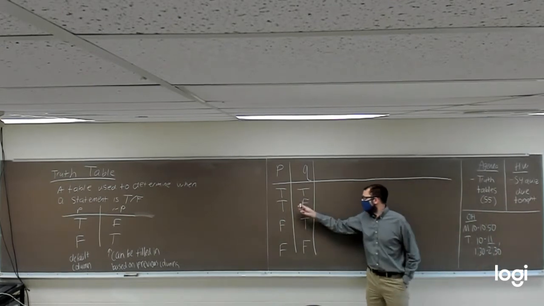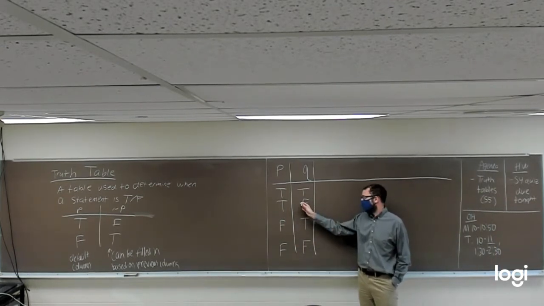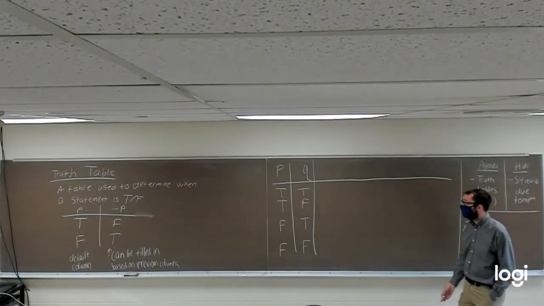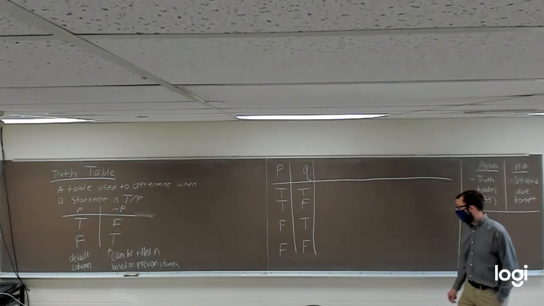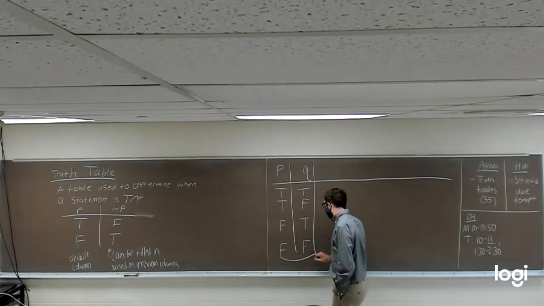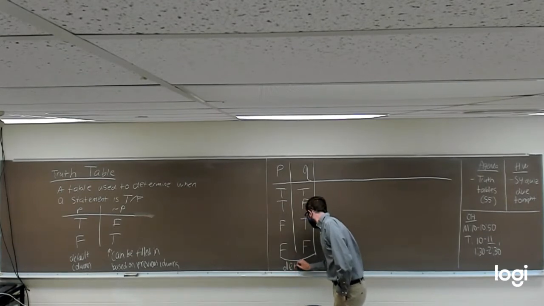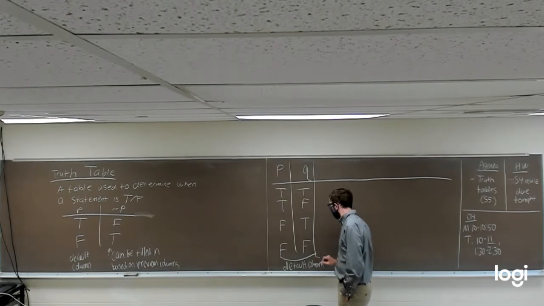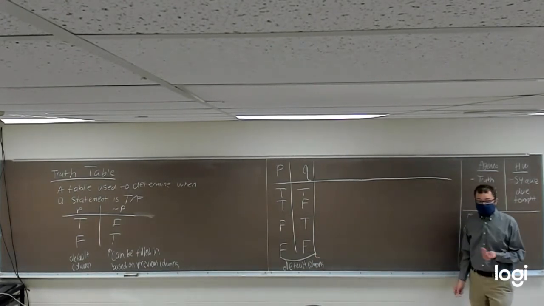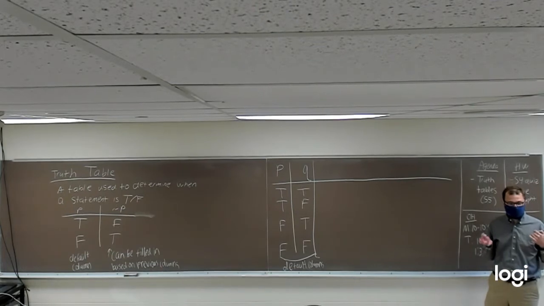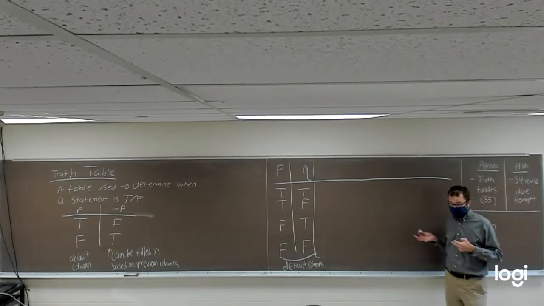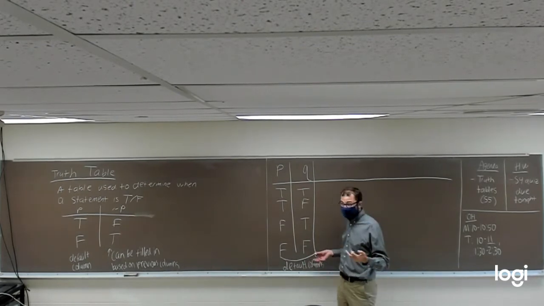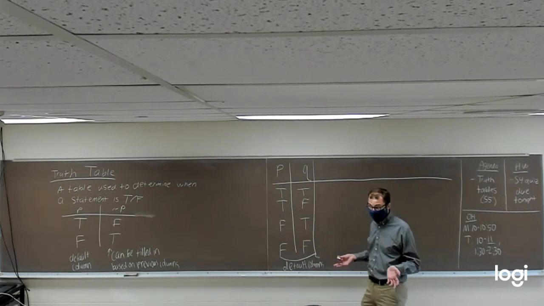Either both the statements are true, both the statements are false, or one statement is true and the other statement is false, which can occur in two different ways. P true, Q false, or P false, Q true. And this time, these are going to be our default columns, because now we have two columns that just correspond to the original statements, P and Q. And without knowing what P and Q are, we have to consider all the possibilities for P being true, Q being true, P being false, Q being false.